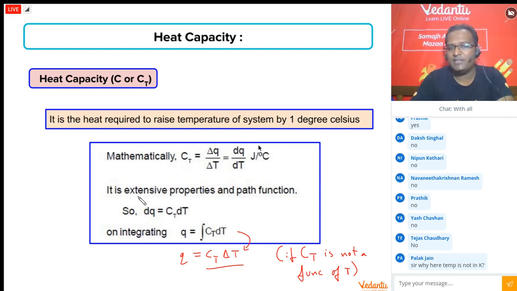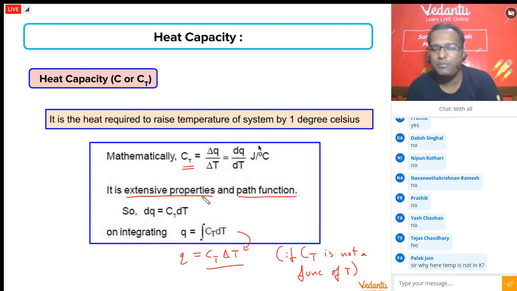Who is an extensive property? Who is a path function? He's talking about C being an extensive property and C being a path function. How is C a path function?